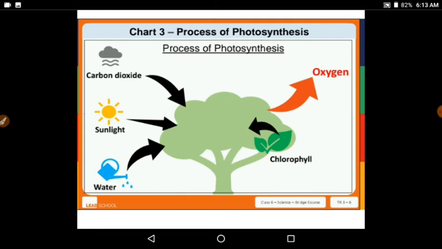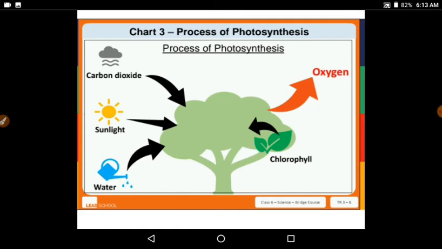So let's take a quick recap. Here I will ask some questions. Just try to answer yourself. What are the main four ingredients of photosynthesis? So the answer will be sunlight, water, carbon dioxide and chlorophyll.